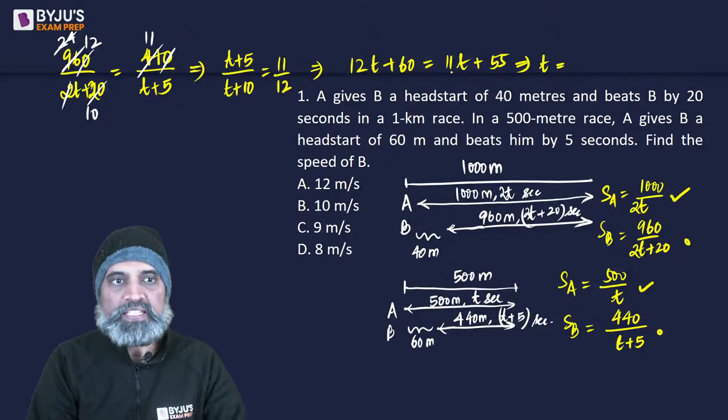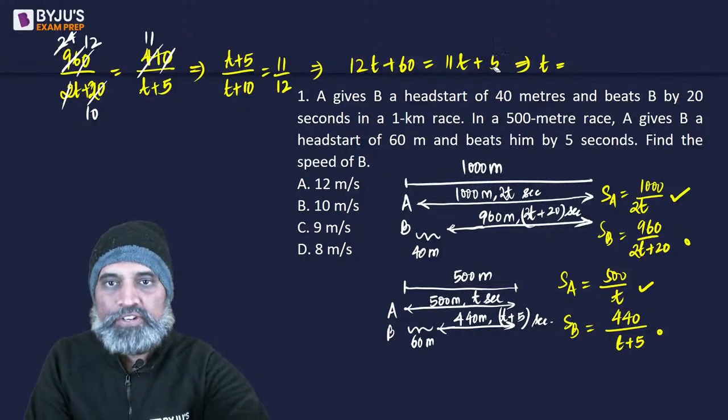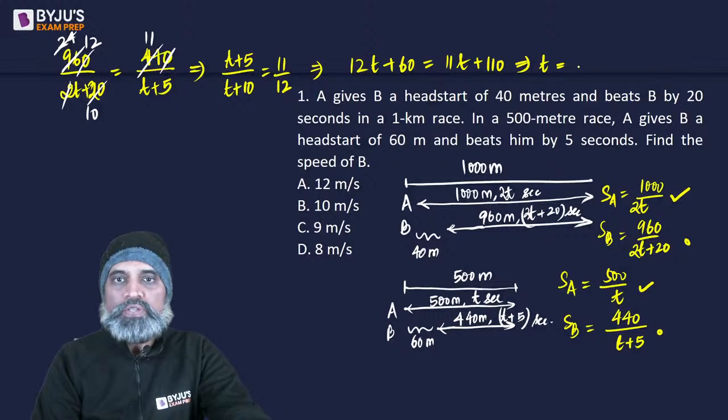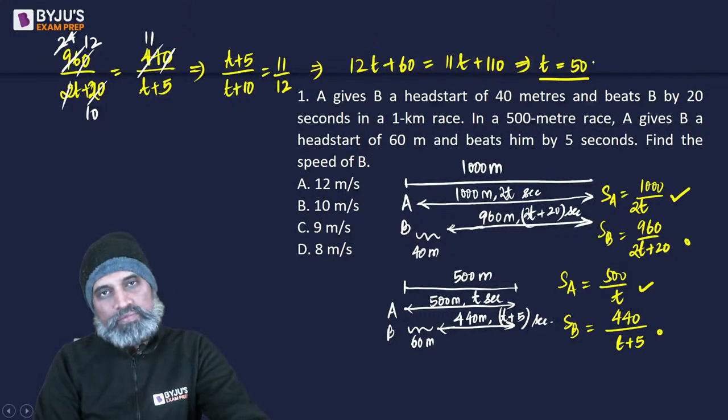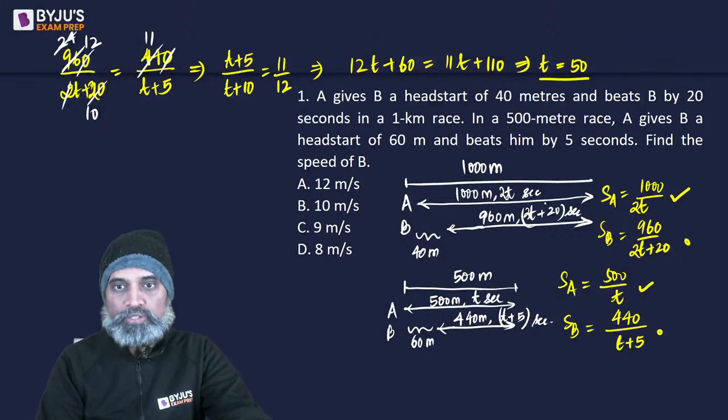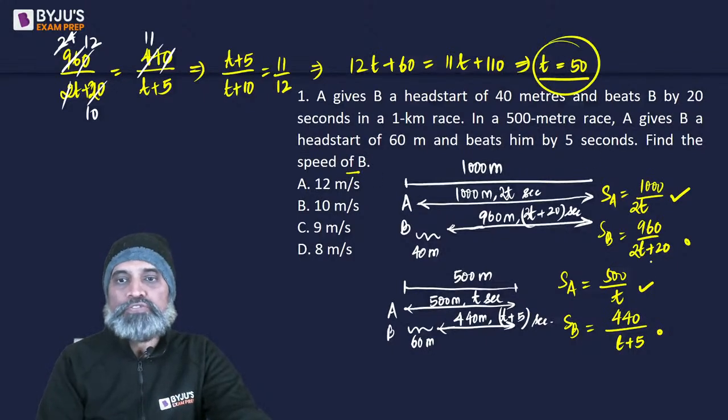Sorry, this is 11t plus 110, not 55. That's what I'm thinking. Why is it coming out negative? So this will give us t is equal to 50. Normally A takes 100 seconds to cover this entire distance because that's 2t. Now, since we are asked to find the speed of B, we will be putting this value of t back.